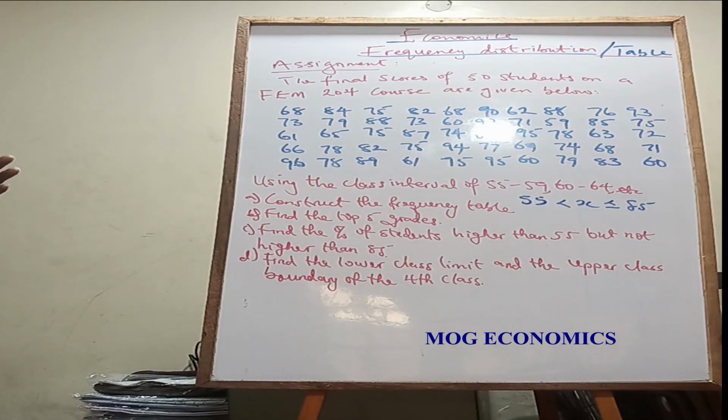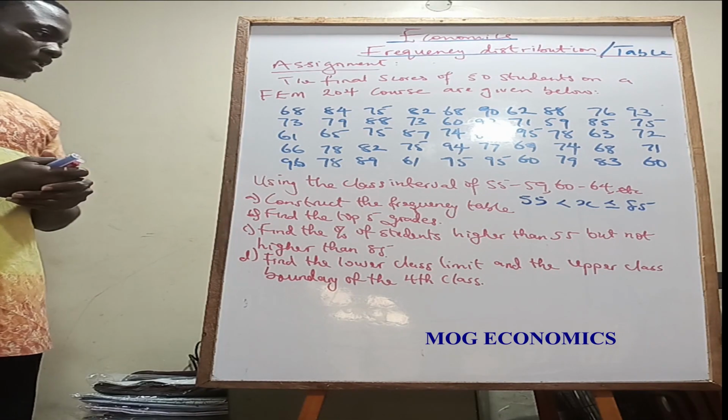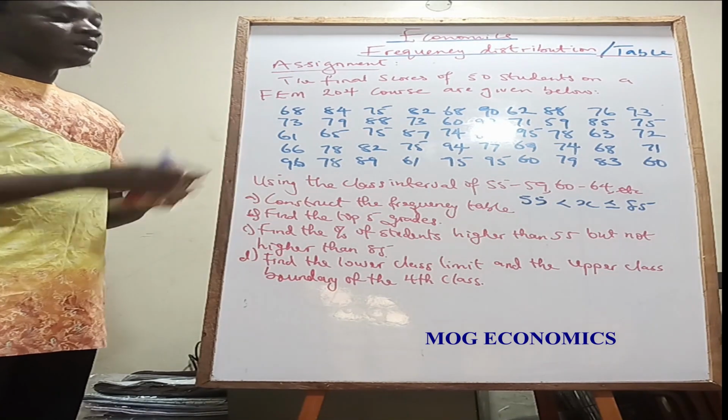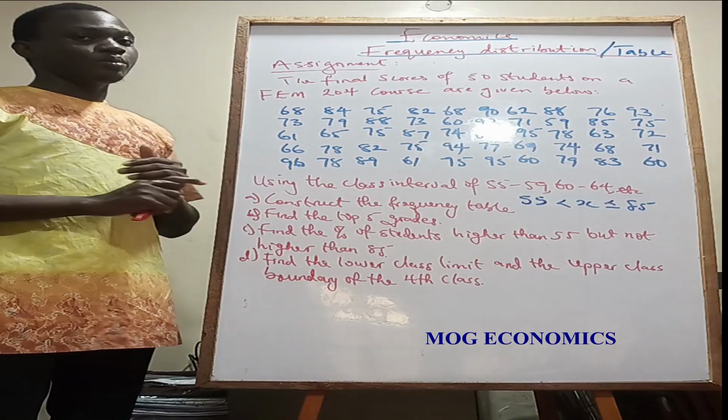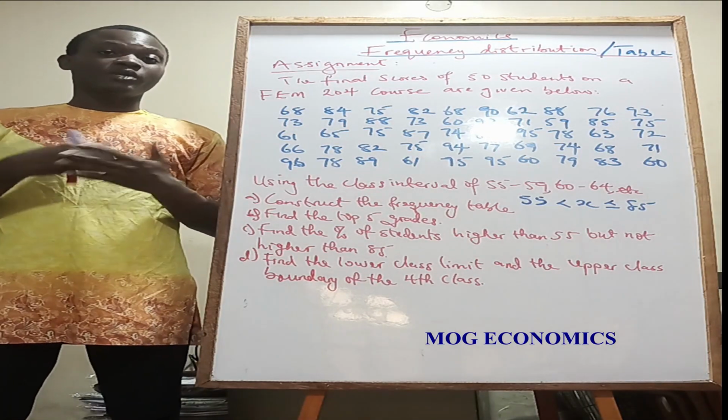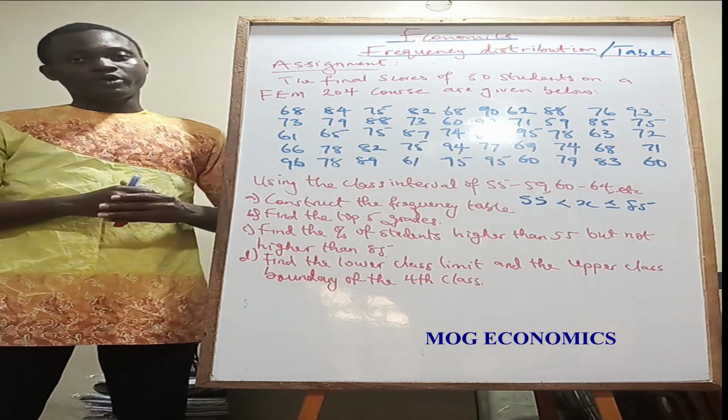The last one says find the lower class limit and the upper class boundary of the first class. When you've done the whole thing, there's going to be a first class. So find the lower class limit of that first class and the upper class boundary. So that's about that. See you in the next lesson when we shall be talking about frequency polygon and histogram. Thank you very much. Bye.